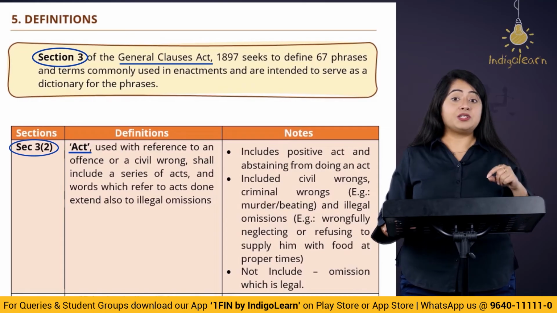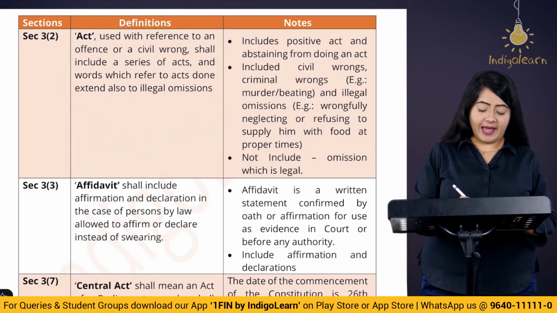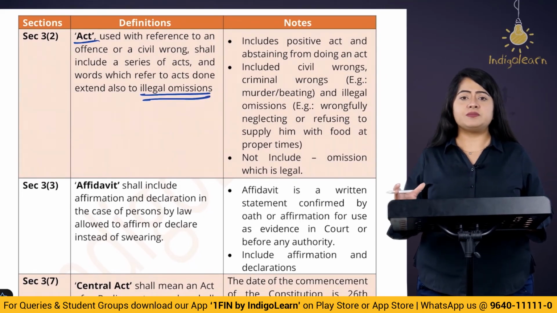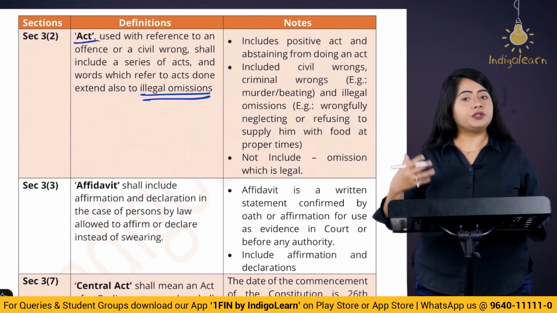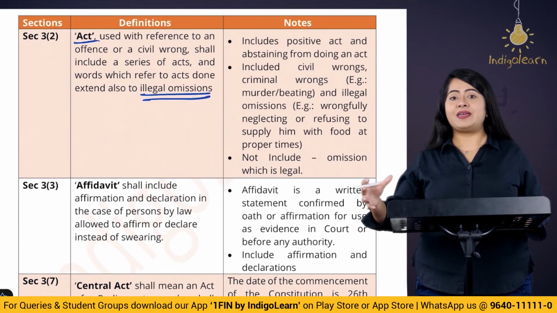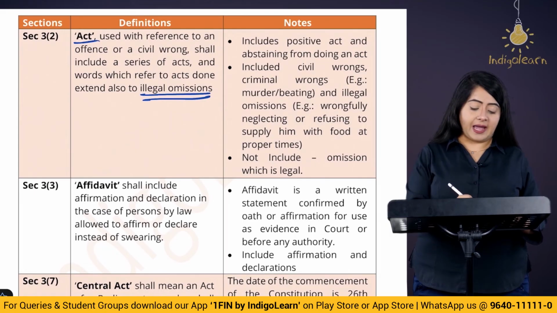Right? In that case, I'm asking you not to do a particular thing. That will also be considered as an act. Now, when we say act, it also includes any illegal omissions. When we say omissions, it means that someone has forgotten to do something. If someone has forgotten to do something and it was legally supposed to be done, that means it is an illegal omission. So, illegal omission will also be considered as act.